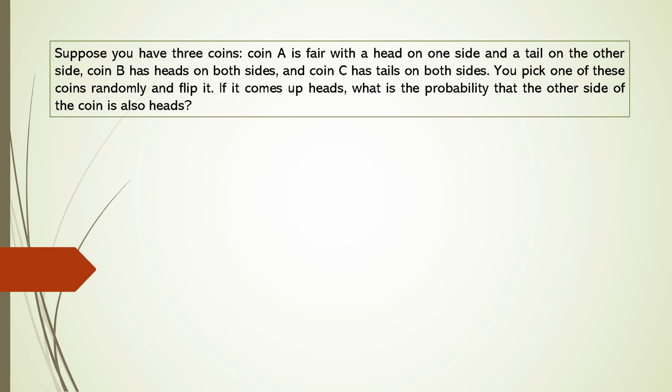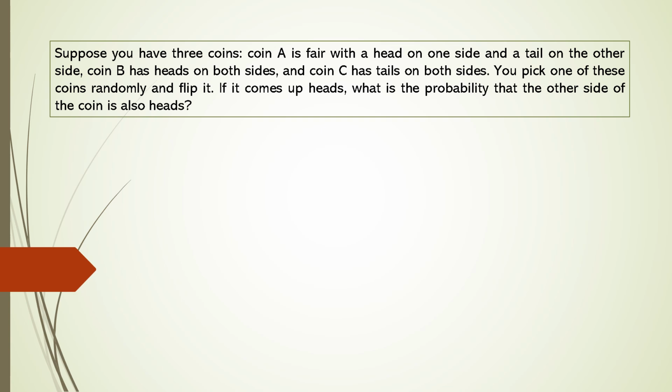You pick one of these. So you pick just one coin and flip it. If you see heads, what's the probability that the other side is also heads? Meaning, if you see a head, what's the probability that the coin is B coin, right? Because B has both heads on the two sides.